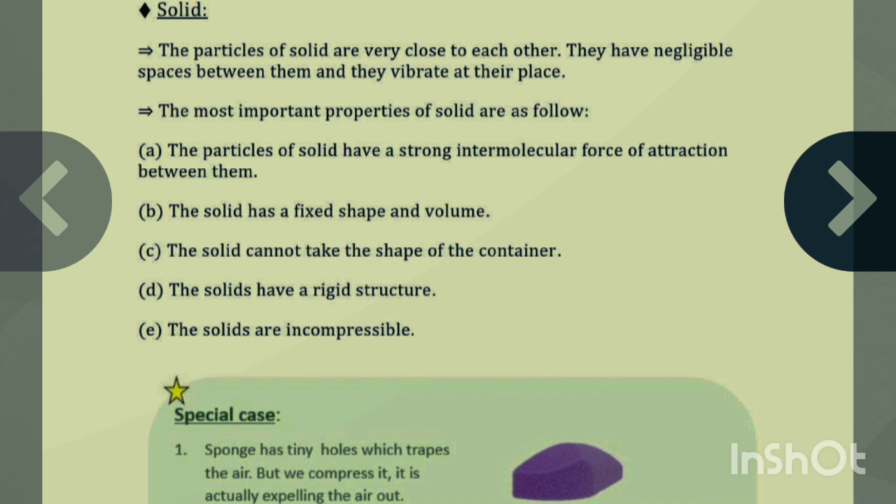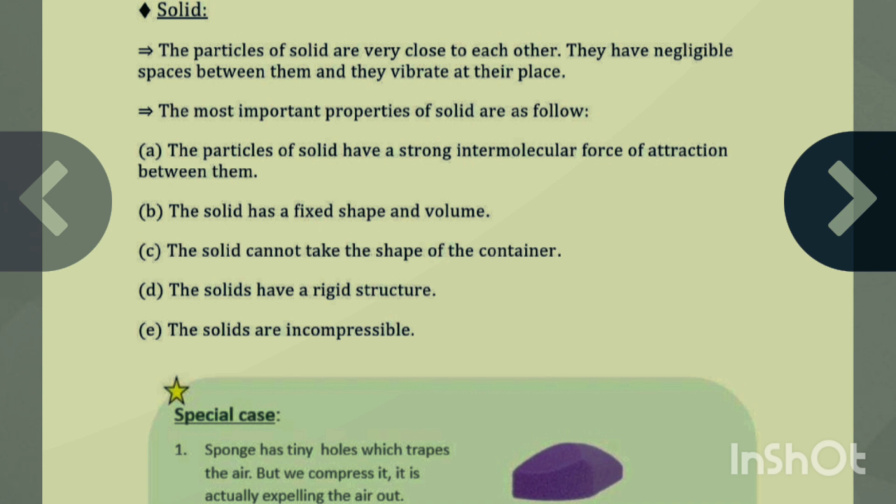Next, the solid will not take up the shape of the container. Unlike a liquid, any water, whichever shape of container we take, the water will take that shape, but not with a solid. A solid doesn't take the shape of the container. Okay, it has its own unique shape. Solids have a rigid structure, that is, they are not flexible, they cannot be bent.